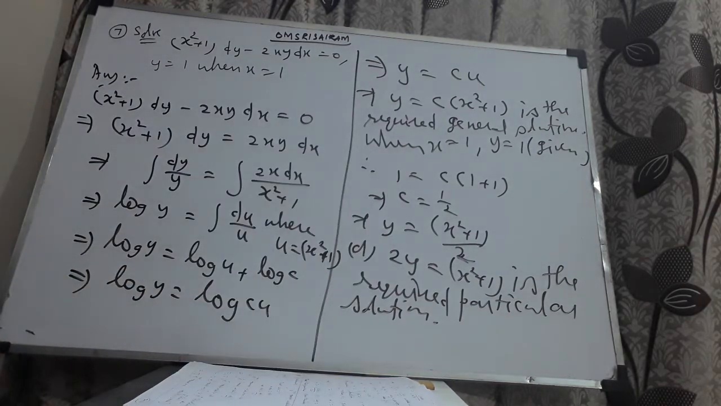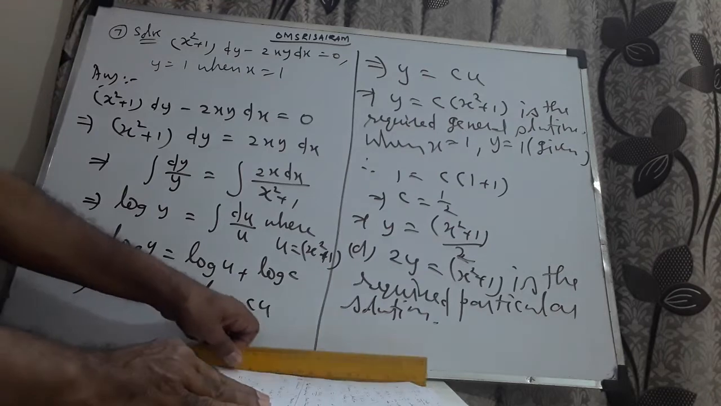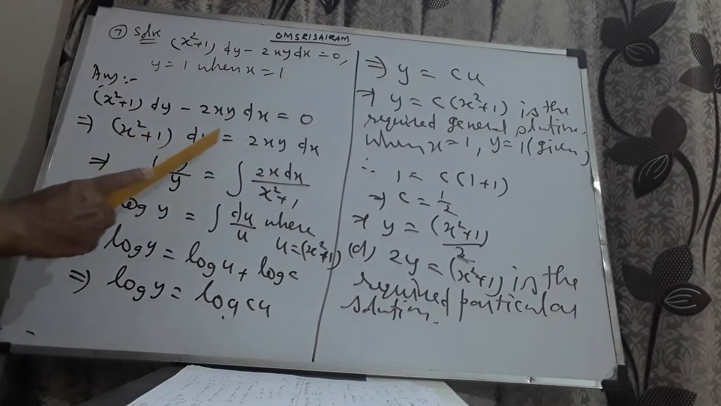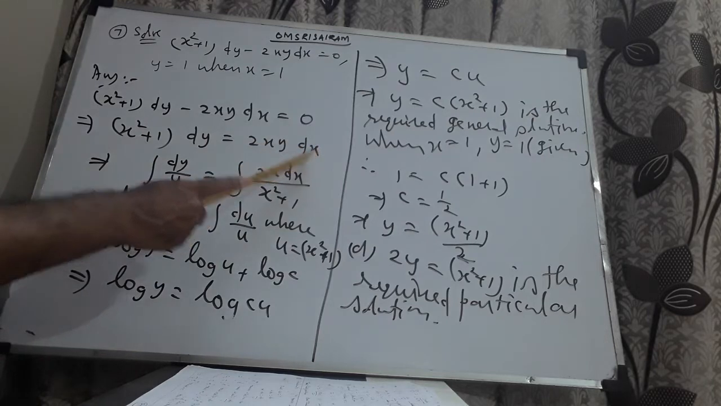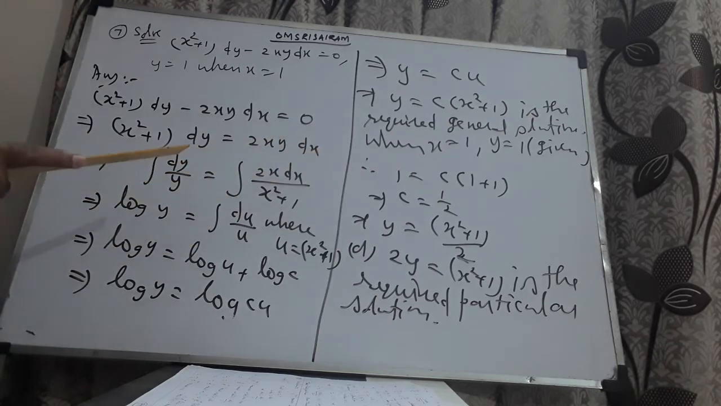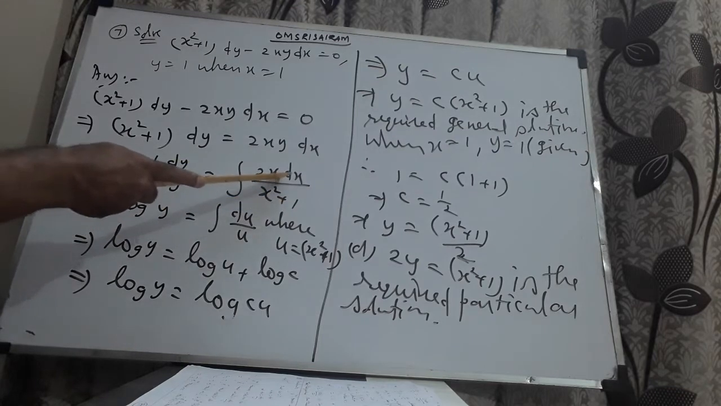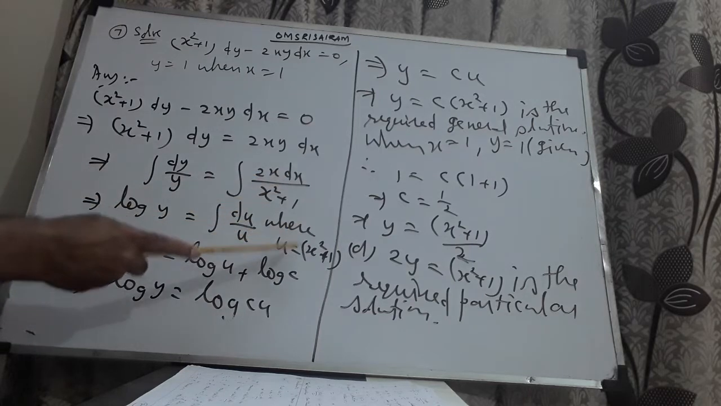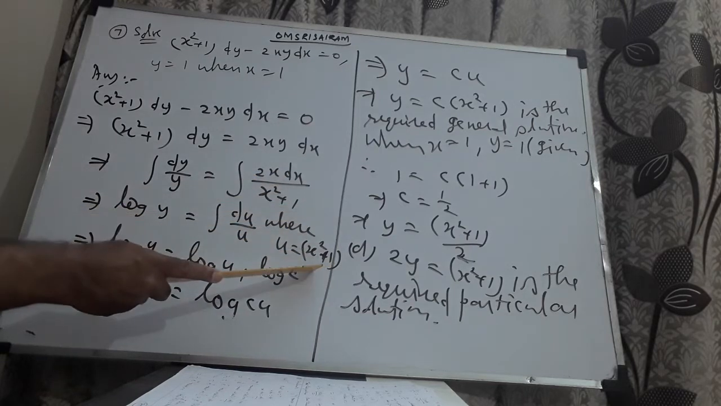Let me just repeat the whole answer again. Just see here, solve (x square plus 1) times dy minus 2xy times dx equal to 0. Now, x square plus 1 dy is equal to 2xy dx. Now it comes under variable separable format. Bring y down, integral dy by y. Bring x square plus 1 down here. Derivative of y is dy, x square plus 1 is 2x dx. Now this can be written as log y directly. Here I write du by u, where u is the denominator, x square plus 1 here.